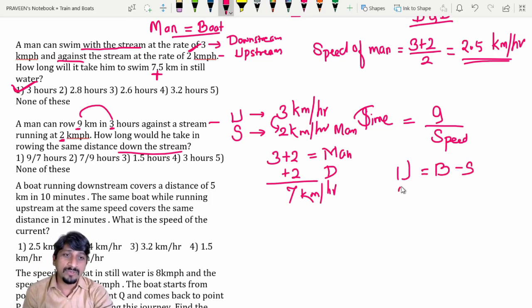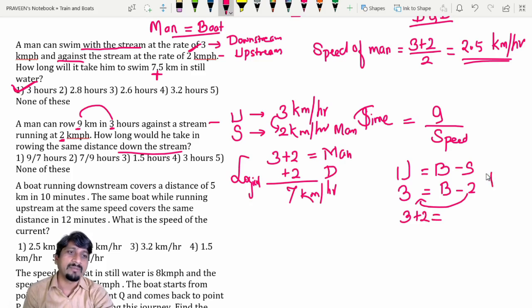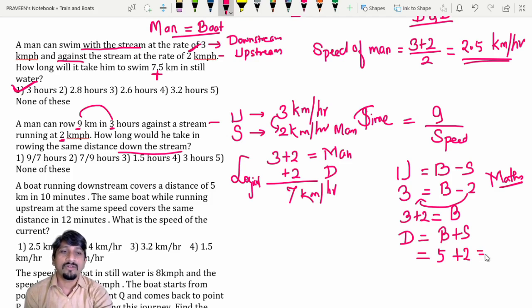So we know upstream speed, we know stream speed. So can we find out boat speed? This 2 I will send to this side, so it will become 3 plus 2, which we are doing here logically. Here we are doing it logically or mathematically, maths and logic are the same. So it will be B. Now when B comes, I need downstream speed. Downstream speed is equal to boat plus stream. The boat we have found out is 5, plus we need the stream speed, so therefore it will be 7.